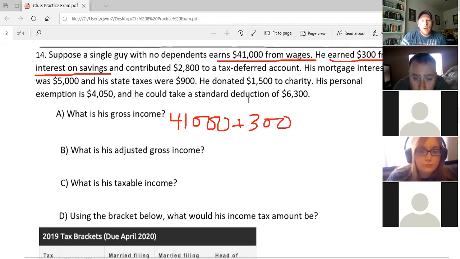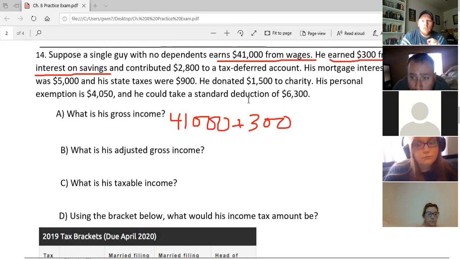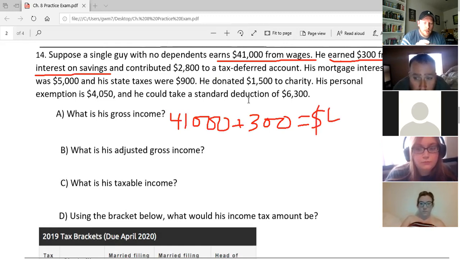And then I'm going to go ahead and scan this and read to see if he has anything else going towards his gross income. He has a tax deferred account. That doesn't count towards his earnings. In fact, that gets deducted for his adjusted. His mortgage interest doesn't count. His state taxes were not earnings. Donations weren't. Personal exemptions and standard deductions, no. So the only earnings are this 41,300.